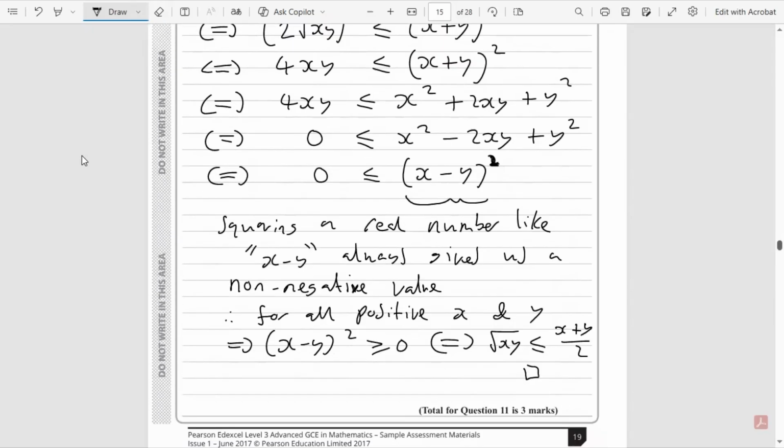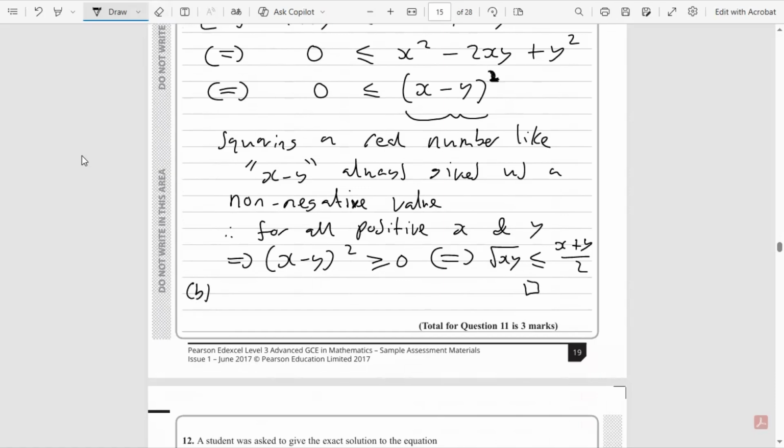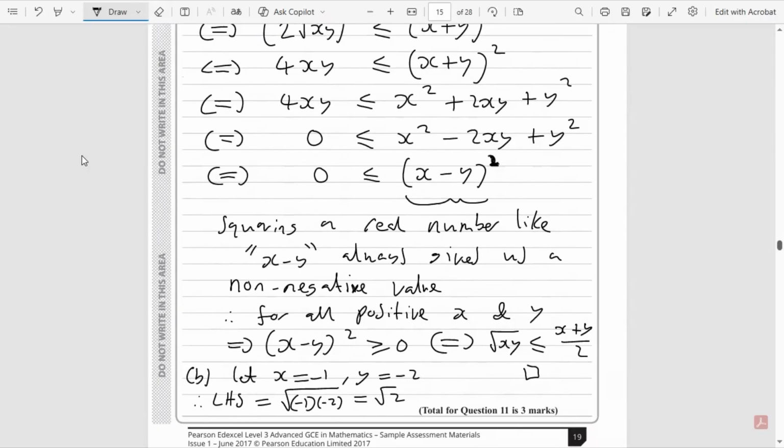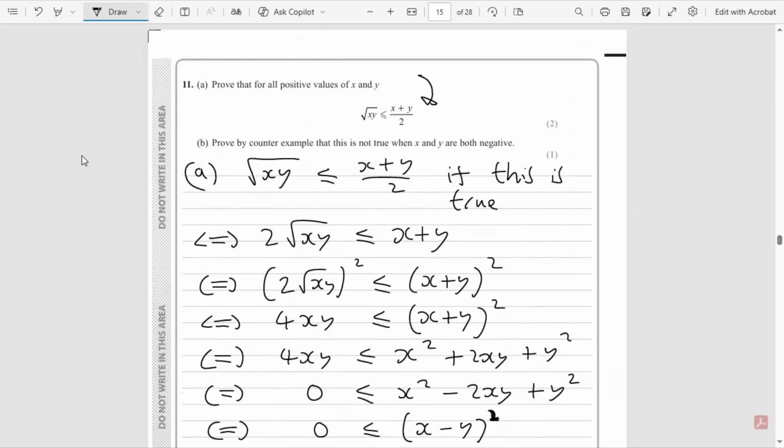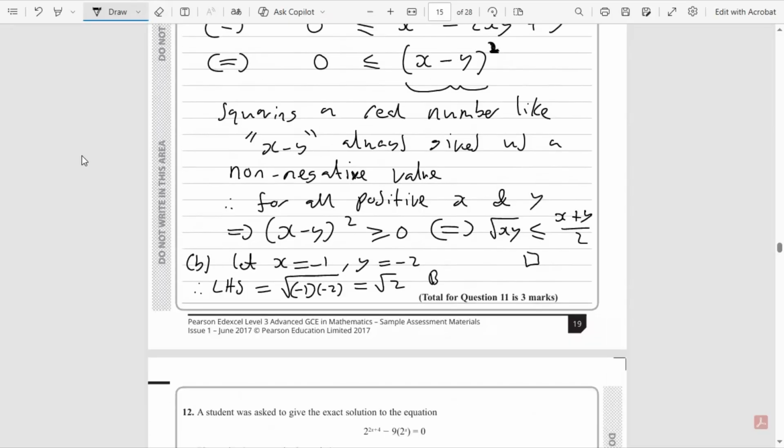So if we let x equal -1, y equal -2, then that means the left-hand side is equal to root of xy, which is root of -1 times -2, and that gives us root 2. Now with the right-hand side, we'll do -1 plus -2 over 2. So the right-hand side equals -1 plus -2 over 2.